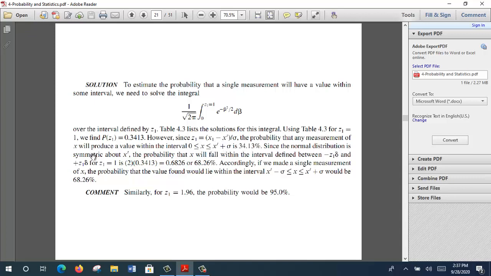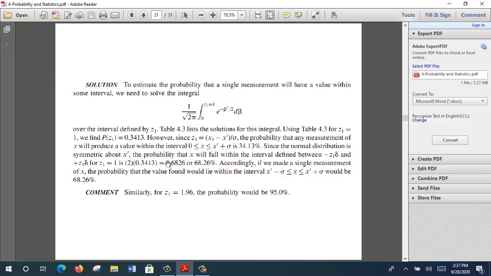Since the normal distribution is symmetric about x prime, the probability that x will fall within the interval is defined between the negative and the positive side. So that's why you need to multiply by 2 here. This is from the positive side. Because we talk about the normal distribution, we need to consider the whole interval, so we have a negative side and also the positive side. So you need to multiply by 2 in order to get the whole probability function of the normal distribution.